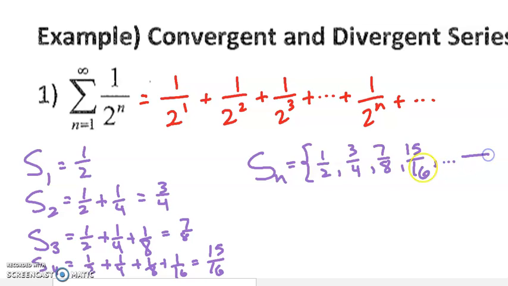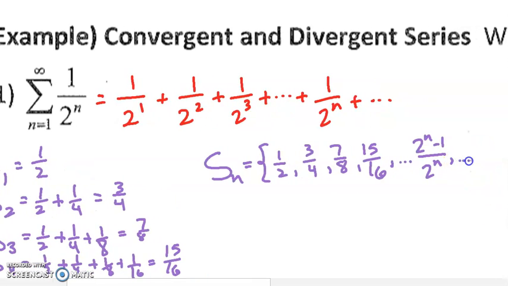You might notice that the denominator is always a power of 2. In fact, it's 2 to the 1, 2 to the 2, 2 to the 3. So that's 2 to the n. And then the numerator is always 1 less than the denominator. So it's 2 to the n minus 1. And if we can find that pattern, then we're cooking with gas here, because we can now say, well, what happens to this nth term as n goes to infinity.